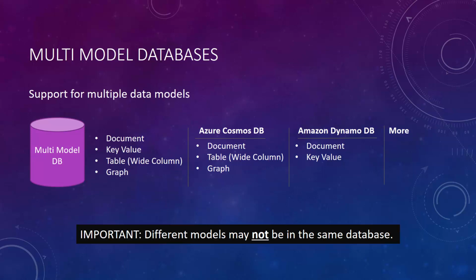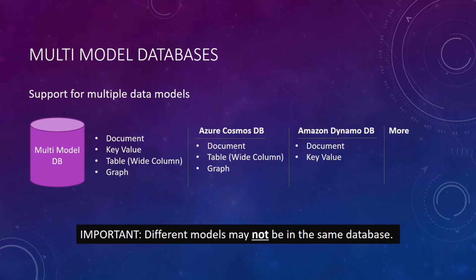Now, this may come as a bit of a surprise if you're coming from a relational database background, because typically a database type was a database type. A relational database was a relational database. But now, as part of this NoSQL revolution, if you will, we end up with databases that can handle multiple data models. I put two examples on the screen, the Azure Cosmos DB and Amazon DynamoDB. In the case of Cosmos DB, it handles documents, tables, and graph.